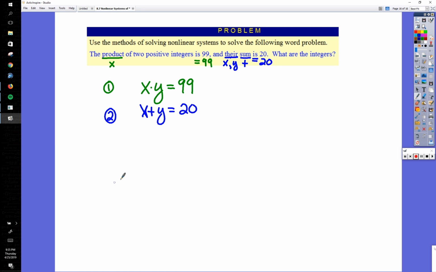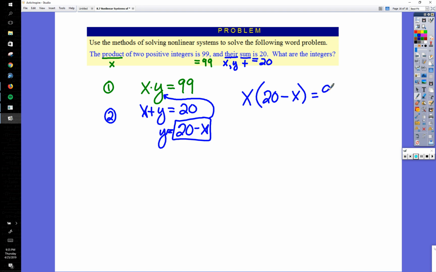At this point, we're ready to solve our nonlinear system. And so what we want to do is a substitution. Personally, I'm going to use the second one and substitute in the first one. So I'm going to get y by itself on the second equation. I take 20 minus x, and we're going to substitute that 20 minus x in for the y up in the first one. And so we're going to get x times 20 minus x.